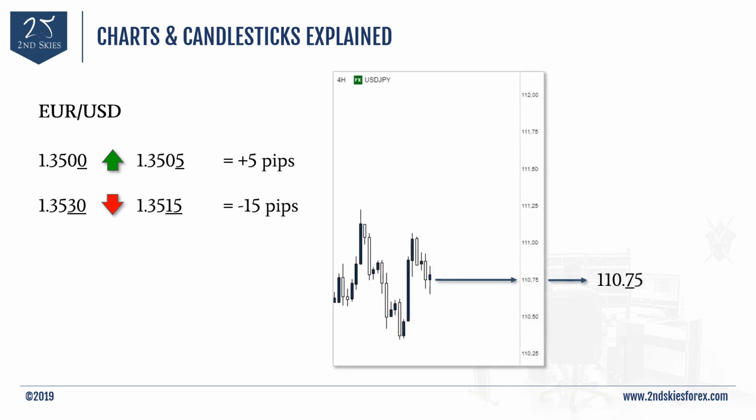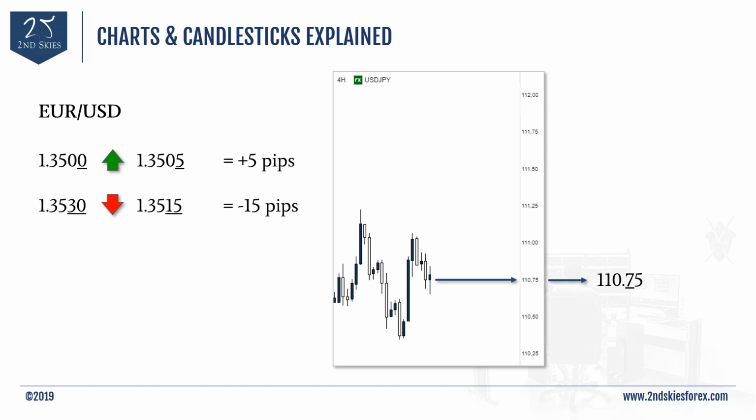One exception to what I mentioned in the previous slide, that most major currency pairs have 4 decimal points, are yen pairs. Yen pairs have only 2 decimal points. So that's the only exception to this rule. Two decimal points instead of 4 or 5.